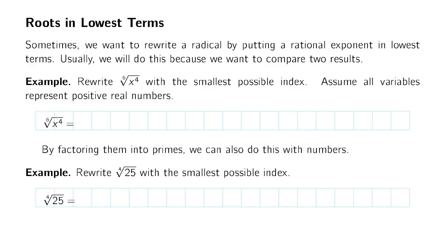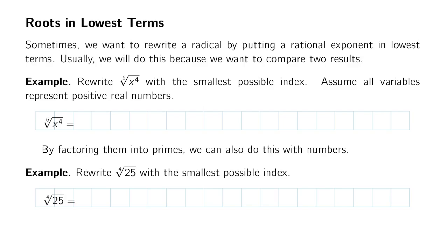Sometimes, though by no means always, when we have a radical expression, we will want to simplify it to get a smaller index by putting our rational exponent in lowest terms. Usually, we do this because we have two different results where the roots have different indexes, and we want to see if they're the same, or how they compare to one another, or whether they can be combined.